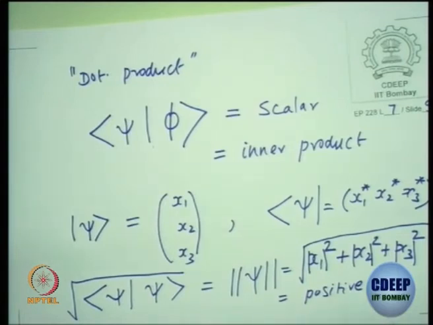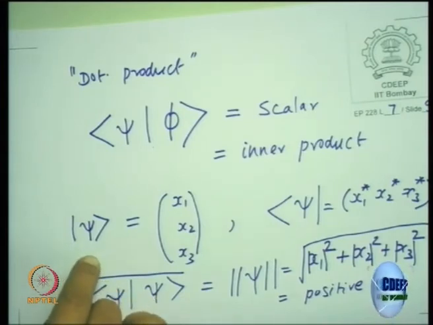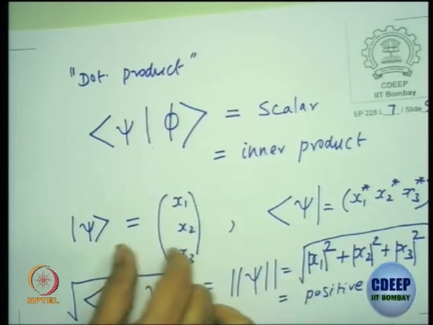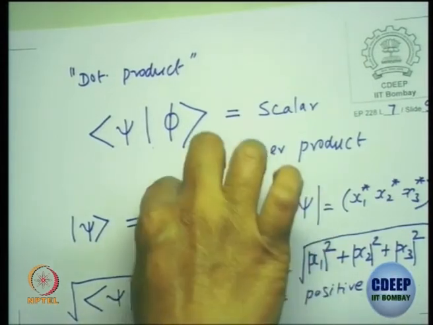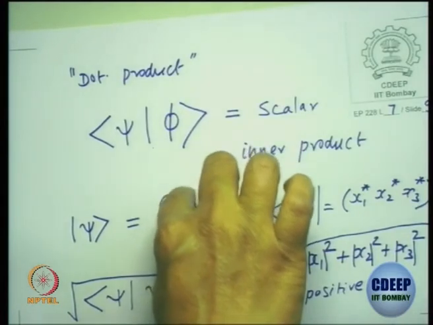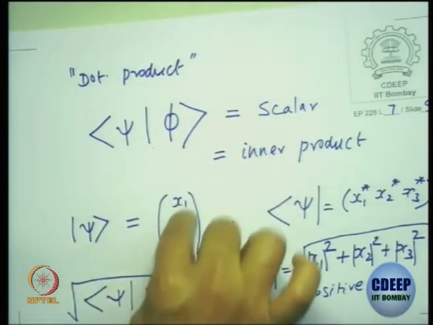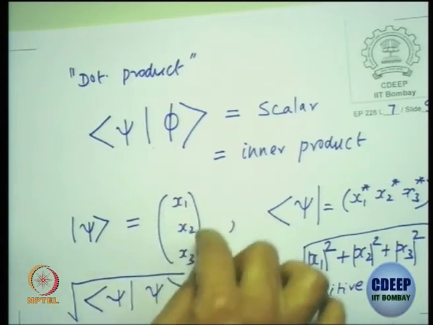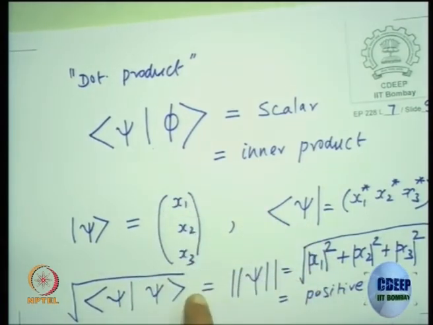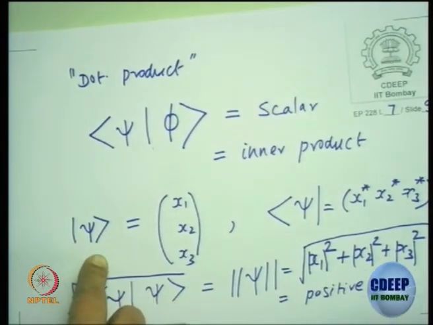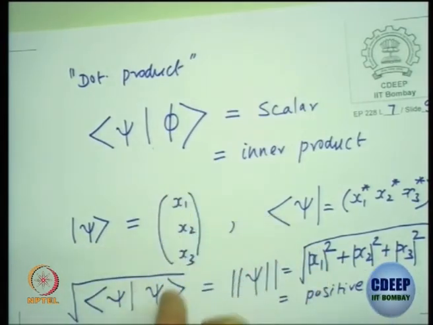So in an abstract vector space, if I take a vector defined by, at least for the finite dimensional, the number of components tells you the dimension of the space. Suppose I take it to be 3-dimensional, and I can take the abstract state as written in terms of these components in a column vector.